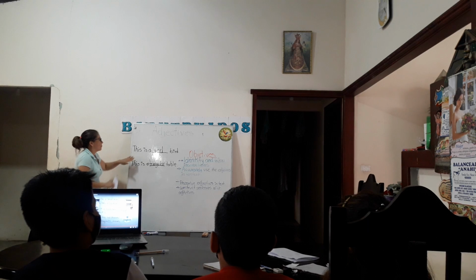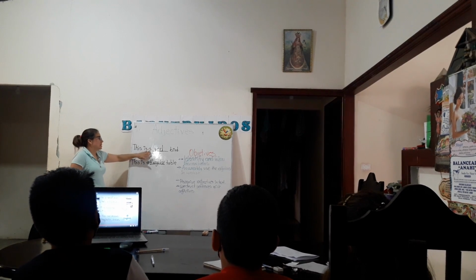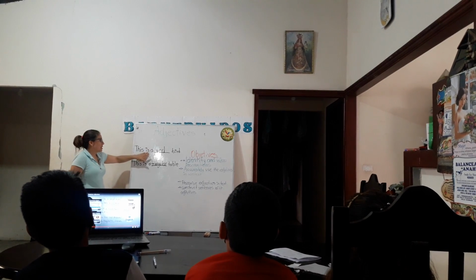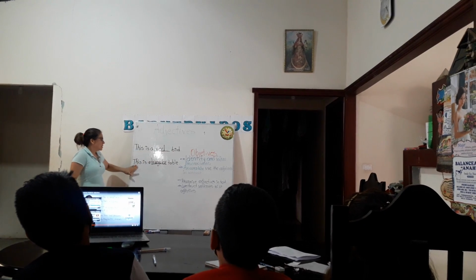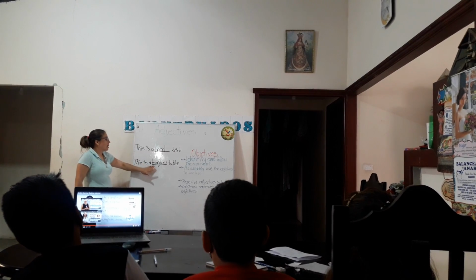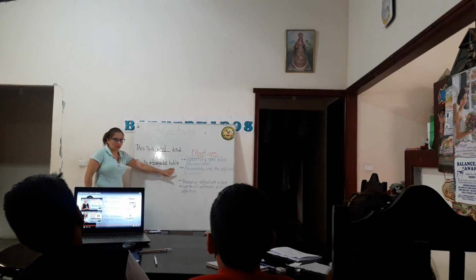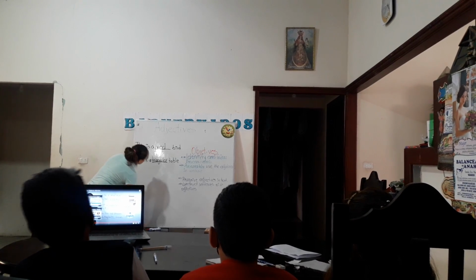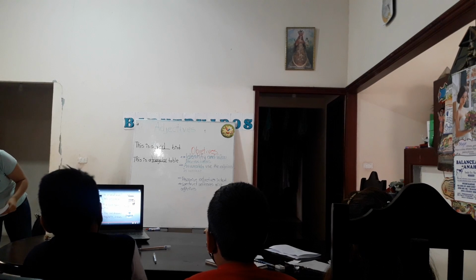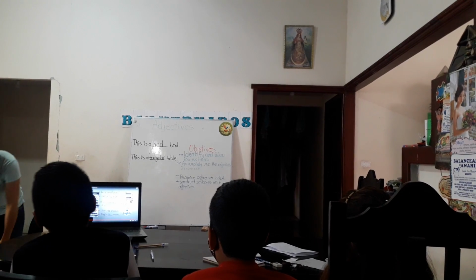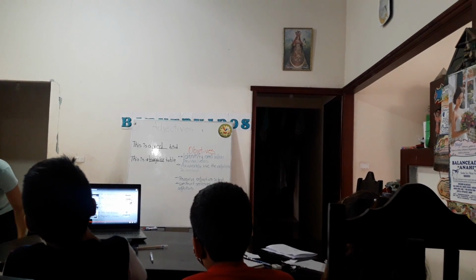Repeat after me. This is a red bird. This is a triangular table. Okay, good job. Okay, now I'm going to give you a reading.